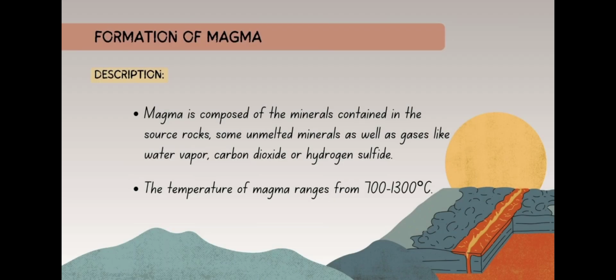Magma is composed of the minerals contained in the source rocks, some unmelted minerals, as well as gases like water vapor, carbon dioxide, or hydrogen sulfide. When rocks melt due to the heat from an adequate source such as the internal heat of the Earth, magma will form, and it is also called melt. The temperature of magma ranges from 700 to 1300 degrees Celsius. It must be very hot for the rocks to melt.